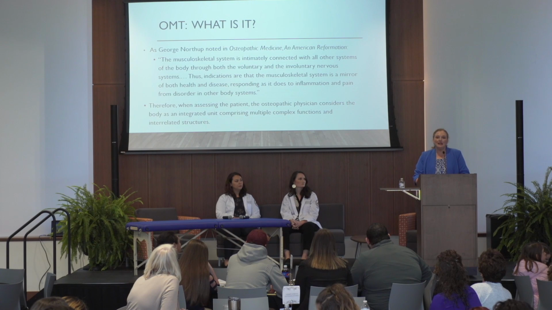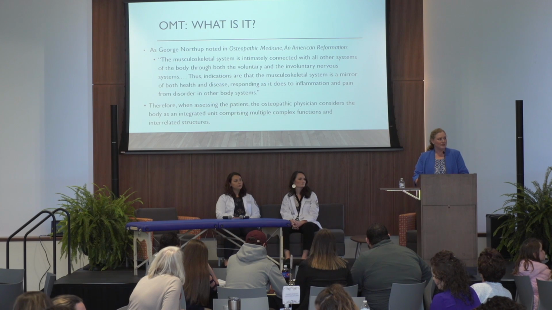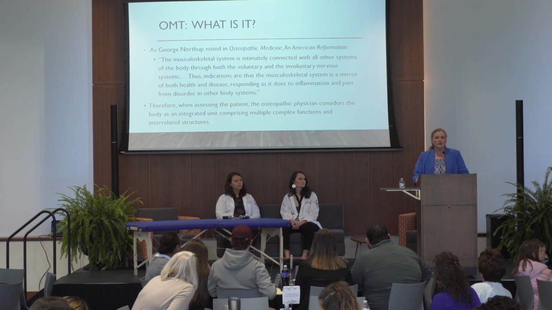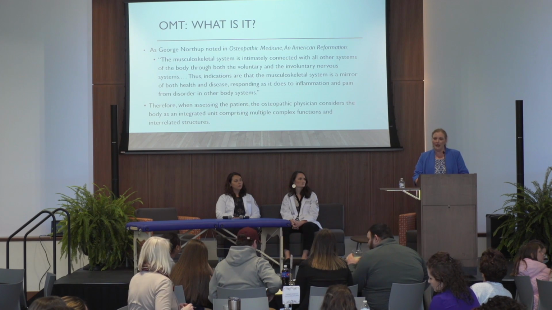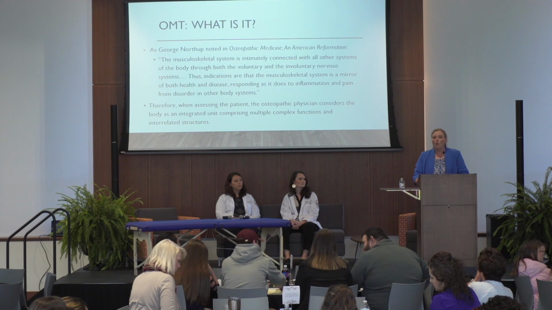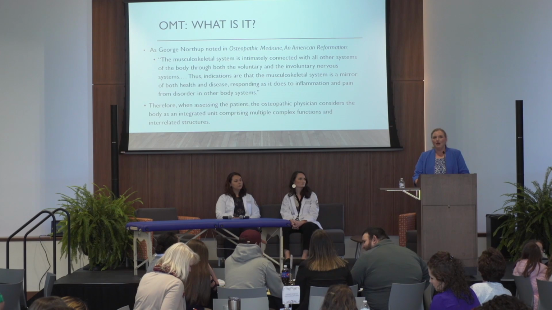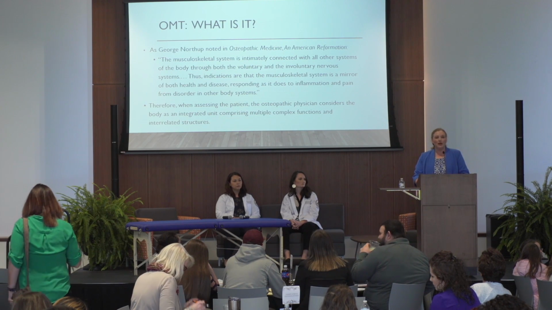George Northrop, he's a DO that was noted in osteopathic medicine and American Reformation. I'm going to read the quote that he has in there. The musculoskeletal system is intimately connected to all other systems of the body through both the voluntary and involuntary nervous system. Thus, indications are that the musculoskeletal system is a mirror of both health and disease, responding as it does to inflammation and pain from disorder in other body systems. What that's saying is, because you have a pathological diagnosis or a medical diagnosis, you can see musculoskeletal complaints or issues secondary to that.